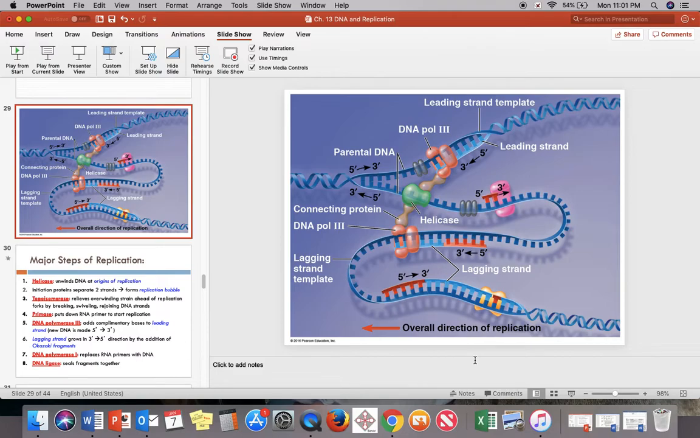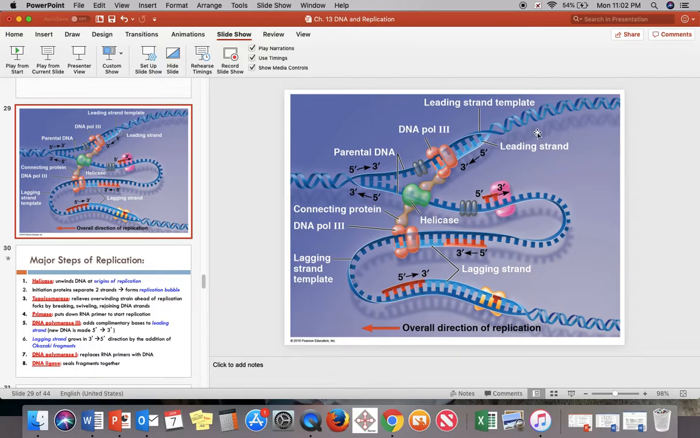Those primers are put into place by something called primase, and they're RNA primers, in fact. RNA is different from DNA in a few ways, but one of the main things we talked about in class is that RNA doesn't have thymine, it has uracil. So primase comes in and puts these RNA primers on both the lagging strand and the leading.